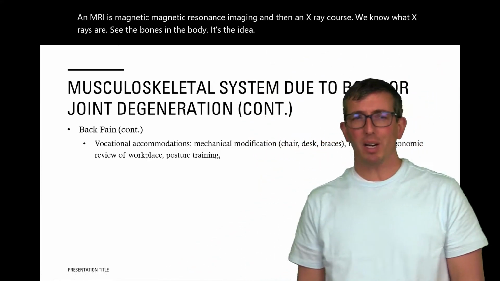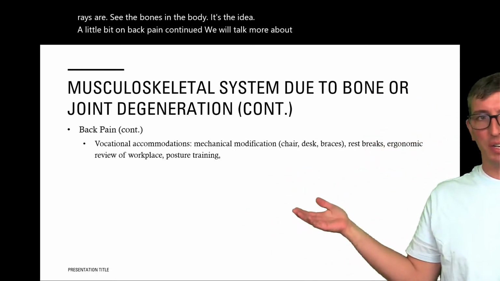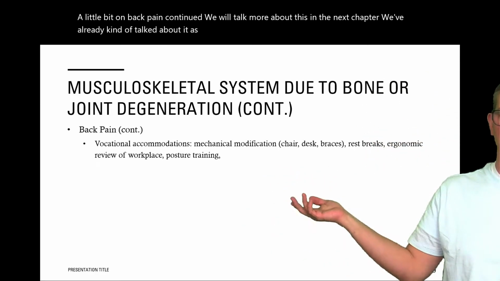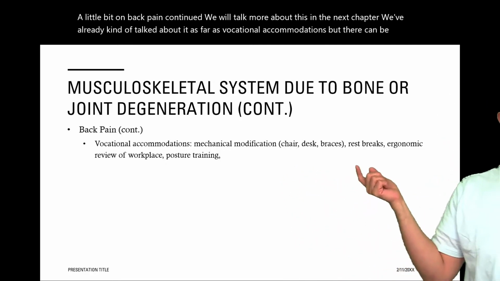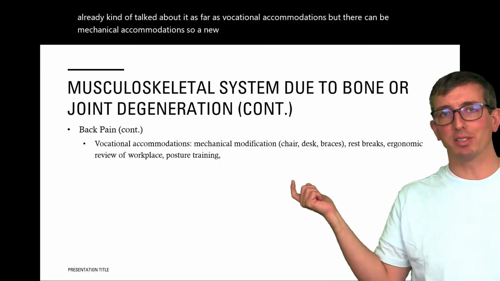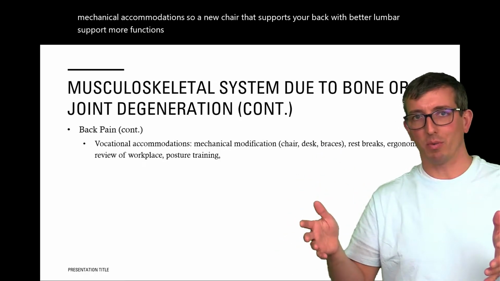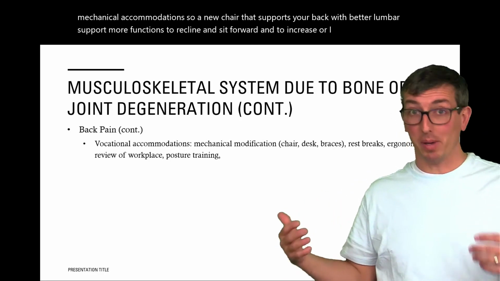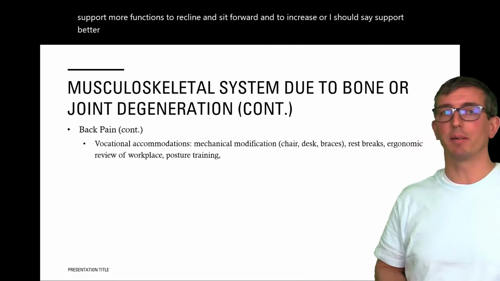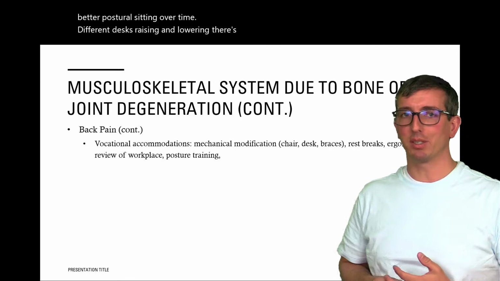A little bit on back pain continued. We will talk more about this in the next chapter. We've already talked about vocational accommodations, but there can be mechanical accommodations. So a new chair that supports your back with better lumbar support, more functions to recline and sit forward, to support better postural sitting over time. Different desks, raising and lowering. There are all kinds of different options there.